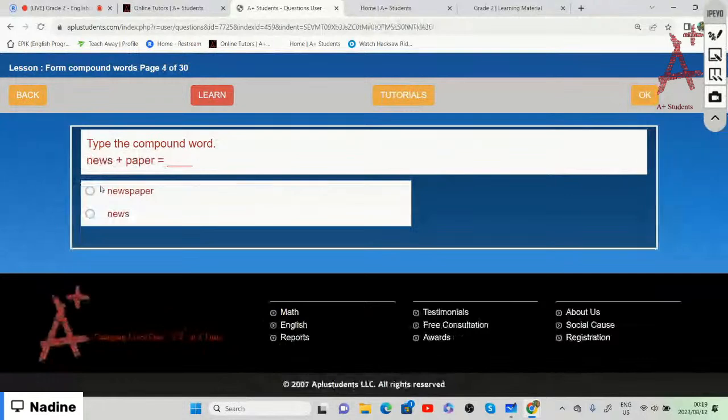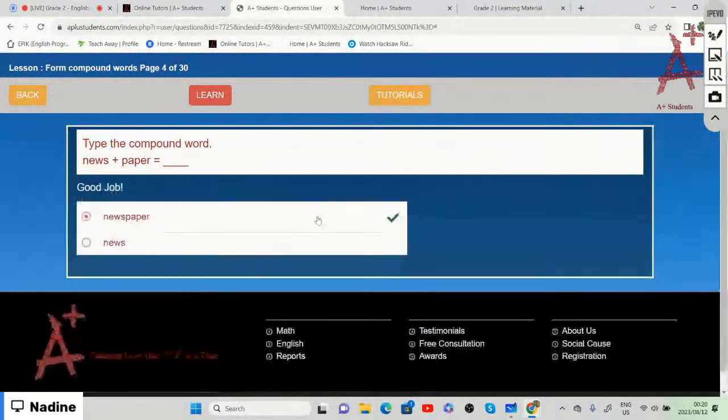Then we have news plus paper. Is it newspaper or news? So two smaller words, which is news plus paper. We need to put these two words together in order to get a bigger word, which we call our compound word. So news plus paper, and we call that newspaper. So our compound word is newspaper.